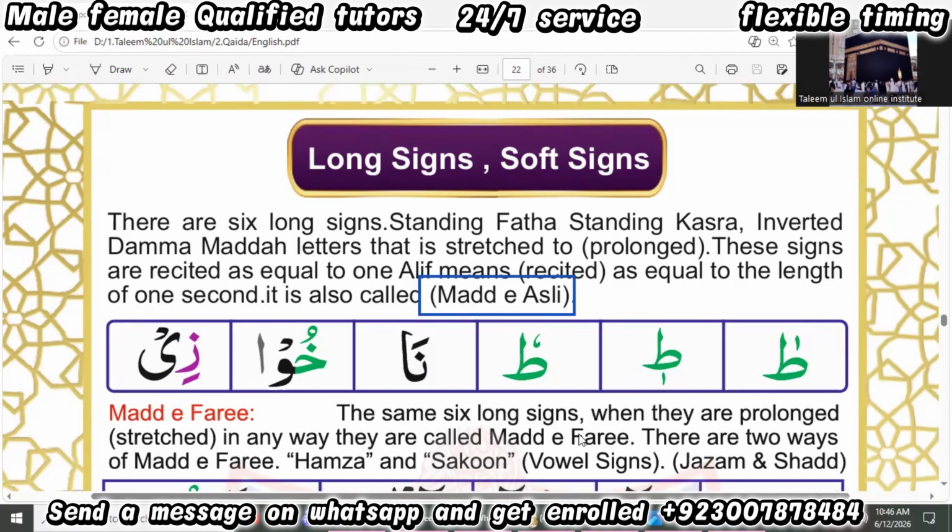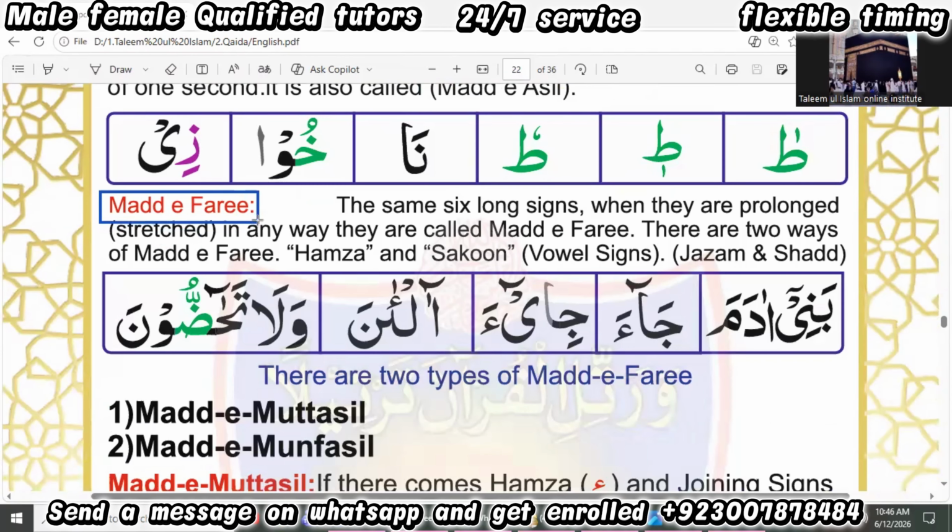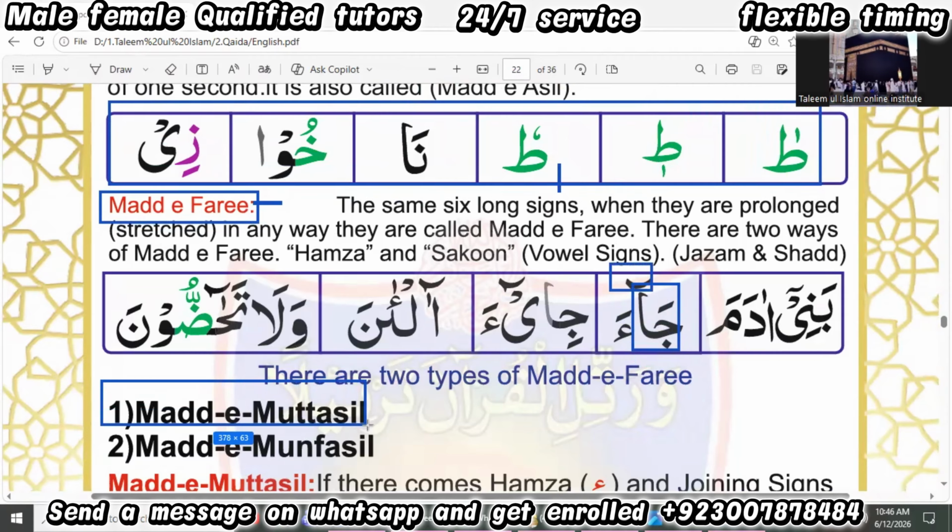The second type of mad is called madde far'i. What is madde far'i? These six long signs, when we stretch them longer, like this one is alif madda, we are stretching it more, like 5 seconds long. So when we stretch these six long signs longer, that is called madde far'i. Now madde far'i has two types, madde muttasil and madde munfasil. First, we will try to understand what is madde muttasil.